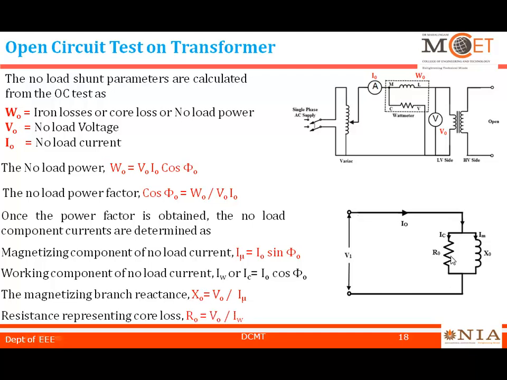Next is the resistance parameter. We can find it from V0 divided by IW, where IW is nothing but the working component. From this you can find the value of R0. These are your no load parameters, and these values are found from the open circuit test.